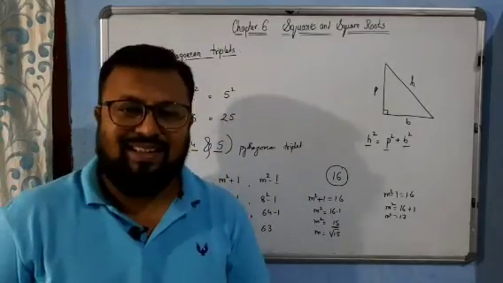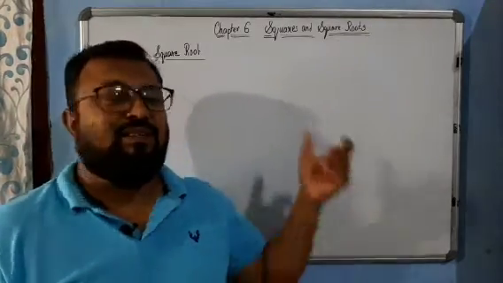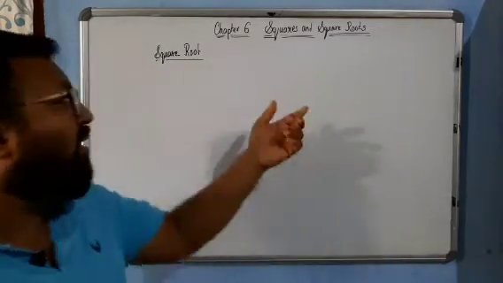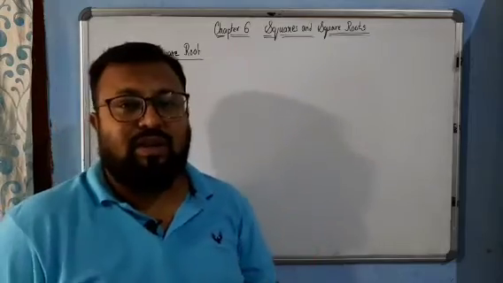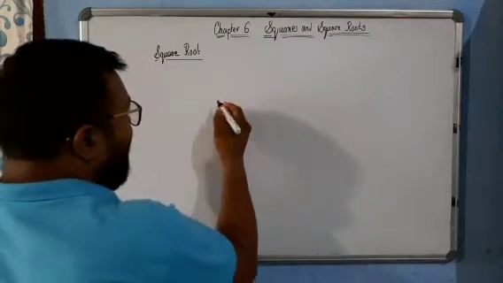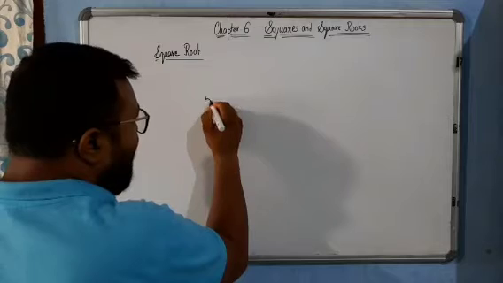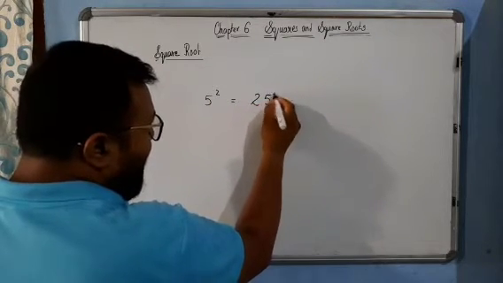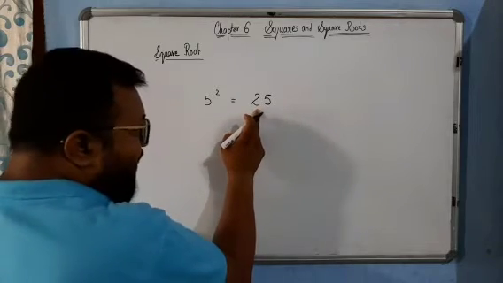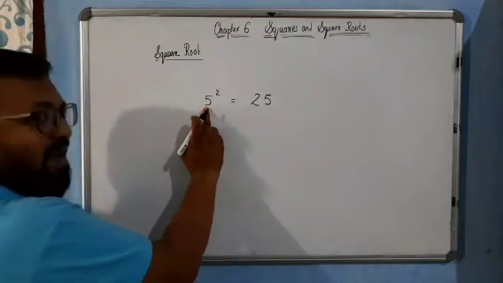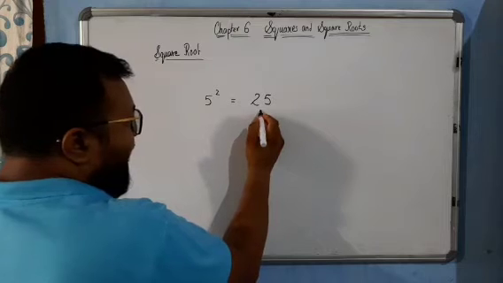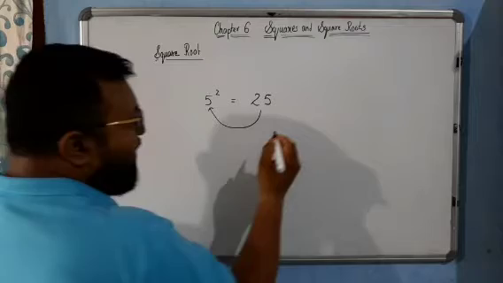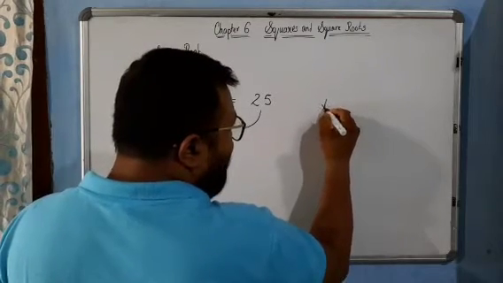Now come to the next topic. The next topic is square root. We have already discussed square. Now we will talk about square root. So what is square root? See here, 5 square gives you 25. So 25 is the square of 5, and the square root of 25 will be 5. The symbol is like this.